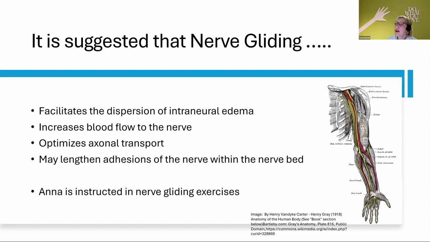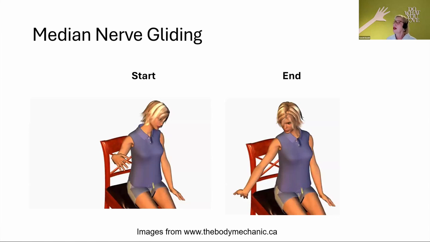It's suggested that nerve gliding is beneficial for nerves. It facilitates blood flow to nerves. It optimizes axonal transport. It should hopefully maximize or lengthen adhesions of the nerves within the nerve bed. And for that reason, we're going to also instruct Anna in nerve gliding.